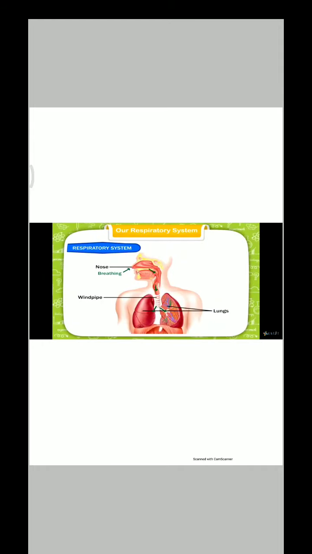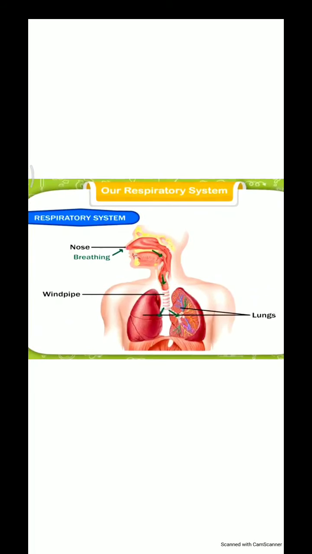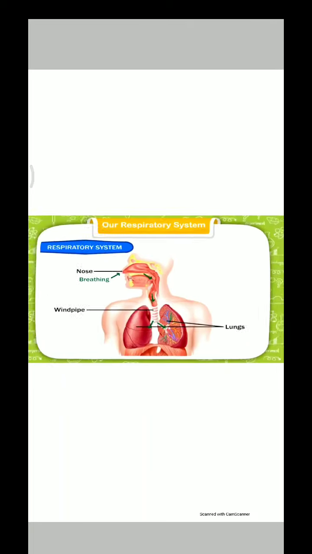So in the previous video, we understood some terms: respiration, inhalation and exhalation. Today, we will read about the respiratory system in detail. So let's start. We all breathe air to live. The respiratory system consists of nose, windpipe and lungs. So can you see, students? Nose, windpipe and lungs. These are the three main organs included in the respiratory system.